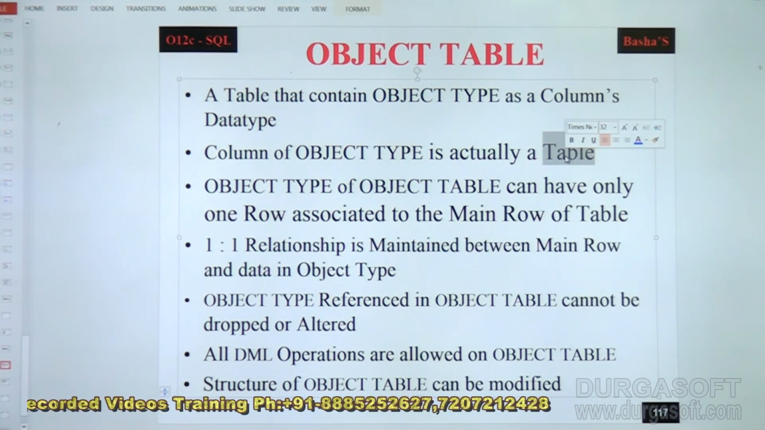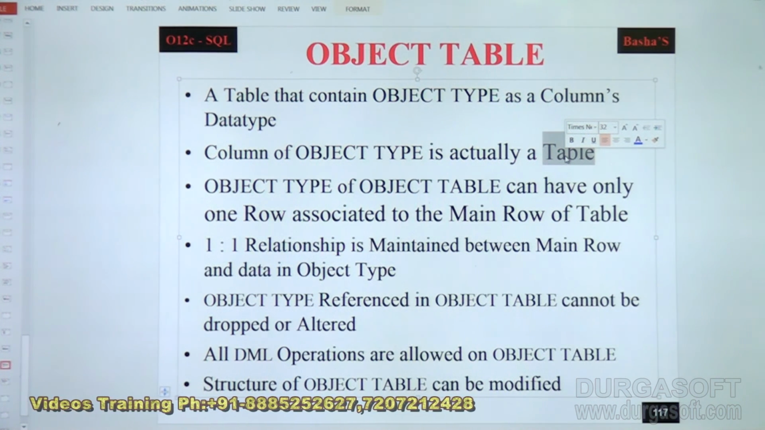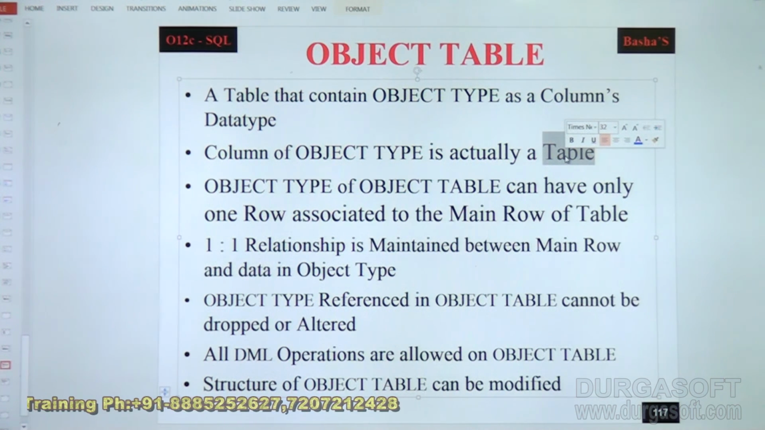We can perform all the DML operations on the object table. We don't have any restriction. While inserting the data into object table, we can even insert the data into object type, but the data will not be stored inside the object type. That will be stored as part of the table itself.